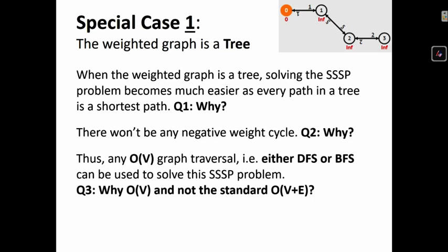So how do you solve this? You can just use any of your big O of V graph traversal algorithms, like BFS or DFS, to solve it. Now, question 3: why is it big O of V and not big O of V plus E for this case? BFS is big O of V plus E, right? Exactly, because in this case, for a tree, the number of edges is basically V minus 1. So it's big O of V.